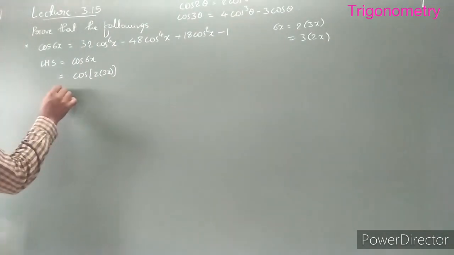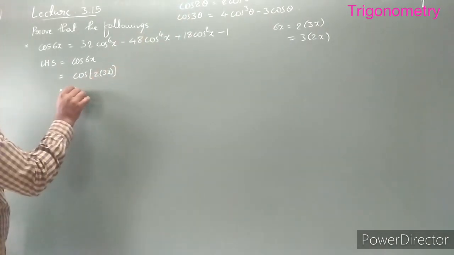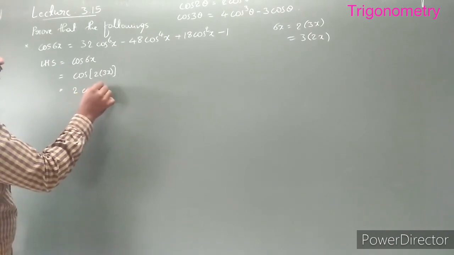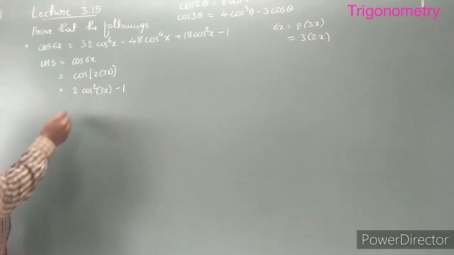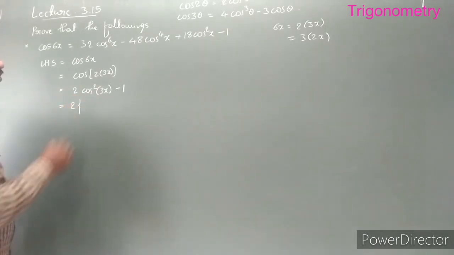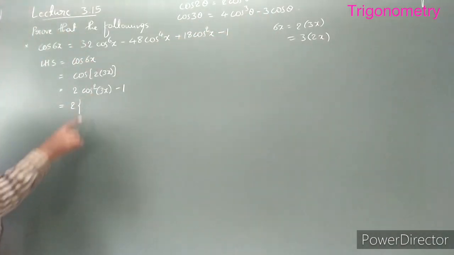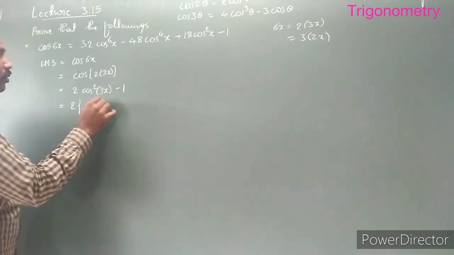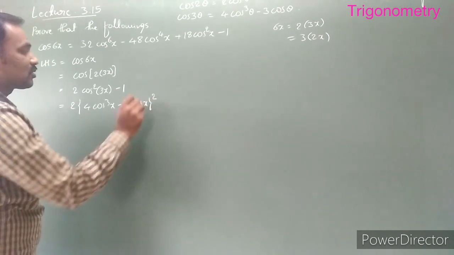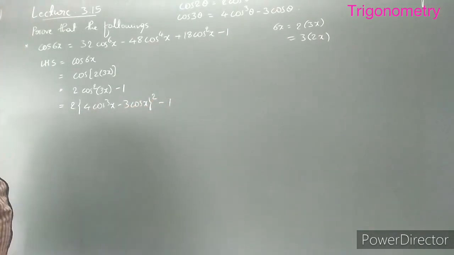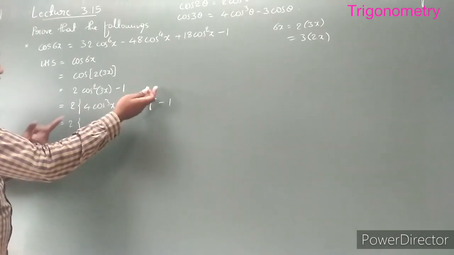So I carry on solving by this method, cos 2 theta. What is cos 2 theta? 2 times cos^2 theta, where the theta value is 3x, minus 1 as it is. That gives 2 into cos^2 3x. Already cos 3x is 4 cos^3 x minus 3 cos x, whole square, minus 1 as it is. Now simplify 2 into this bracket whole square.